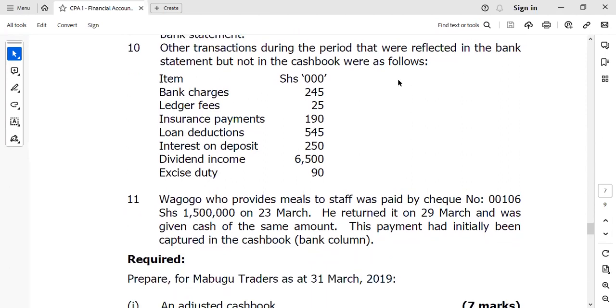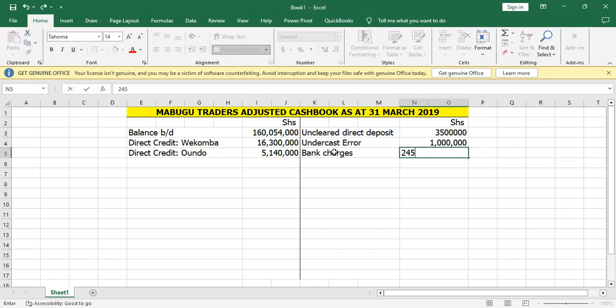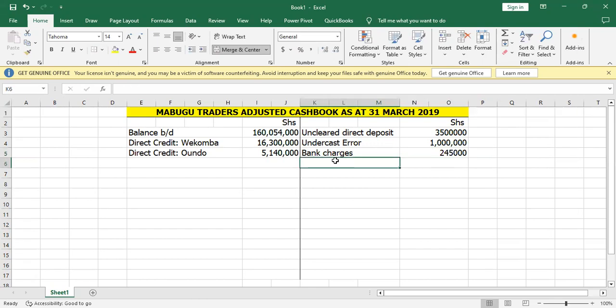Then we have these other transactions, the direct credits and the direct debits, which we have to enter in our cash book. We have bank charges, ledger fees, insurance payments, loan deductions, then excise duties. Those can be credited in the adjusted cash book very fast. So we have the bank charges. Bank charges, that is 245,000.